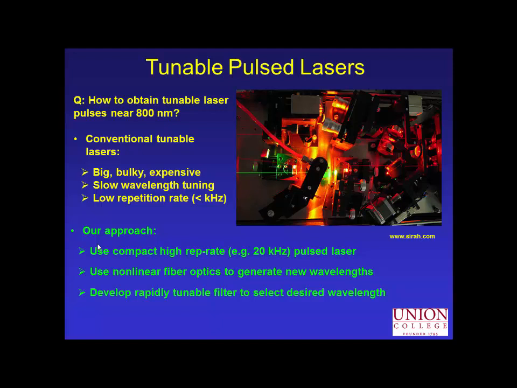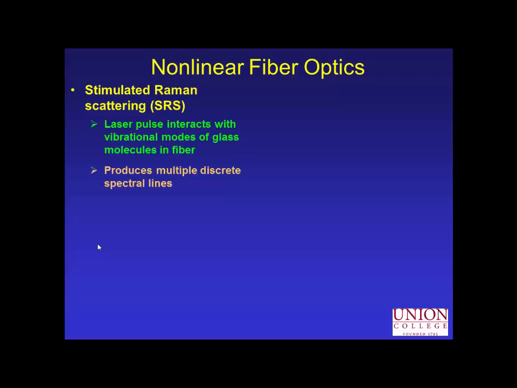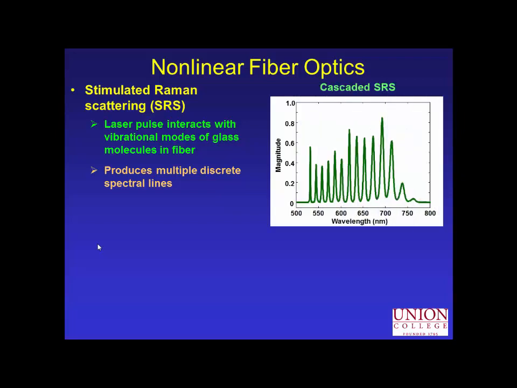As far as this wavelength generation mechanism, one way to do it is to use stimulated Raman scattering. This describes when a laser pulse interacts with the vibrational modes of the material, like in the glass molecules in a fiber. That produces a series of frequency downshifted lines. As an example, if you send 532 nanometer pulses through, let's say, 50 meters of single mode fiber, you can produce, in this case, a dozen extra wavelengths.